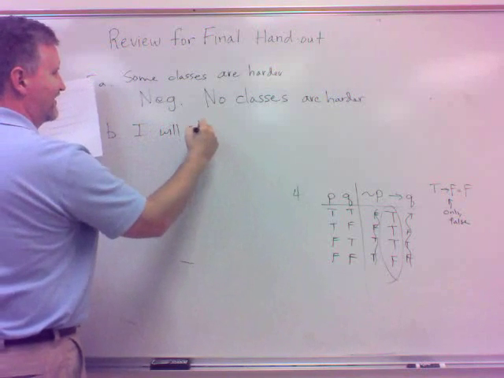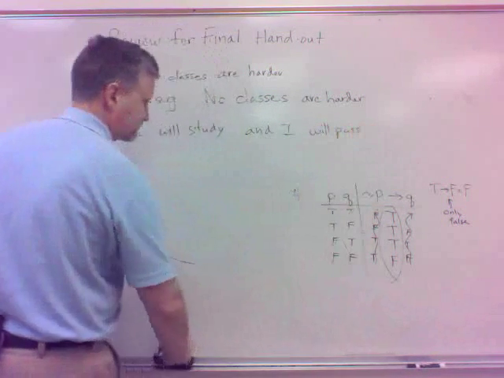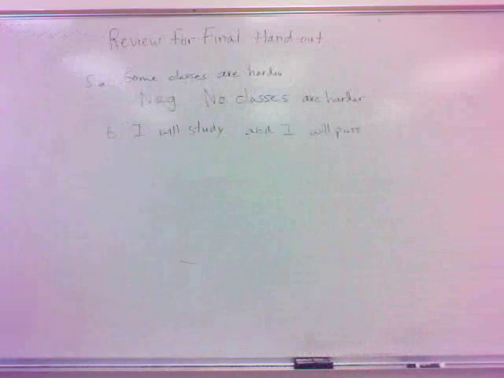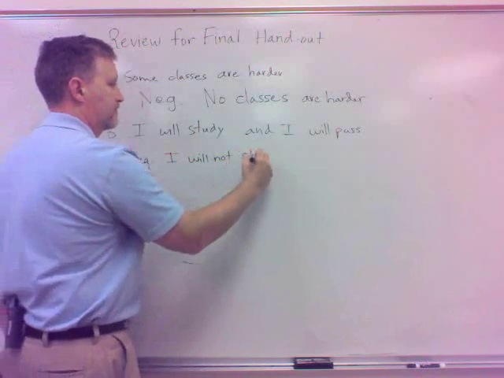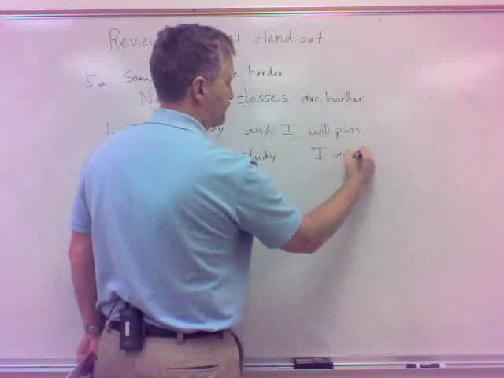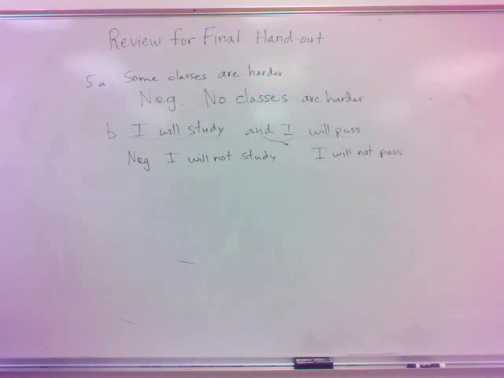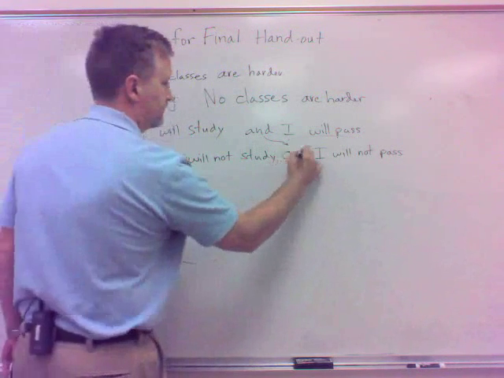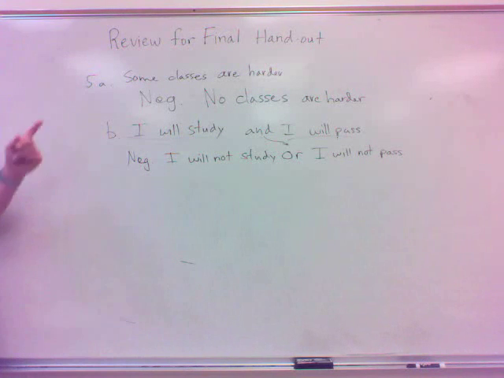All right, B is a little bit easier. I will study. Kind of got a theme going here. I will study and I will pass. How to negate that? Well, the and statements, the or statements are a bit easier. To negate this, I would negate I will study, I will not study. I negate I will pass, I will not pass. And what else do I do? What about the and? To negate an and statement, you got to change it to an or statement. You negate the parts, but then you change the and. Or works the same way. If that would be an or, I would have changed it to and. To negate them, you change them over to the other.